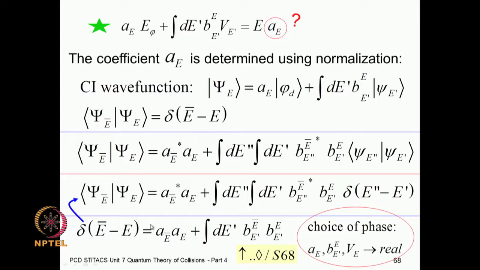So the left hand side is nothing but the Dirac delta, and on the right hand side you have a_E bar a_E. There are two different energies I am considering, mind you, both in the continuum, E and E bar. So you have two coefficients, a_E bar and a_E, and because you carry out this delta function integration over E double prime, the only term that survives is the one for which E double prime is equal to E single prime. So you have E bar, E single prime, and then b_E, where the subscript is again E single prime. That is the Dirac delta integration.